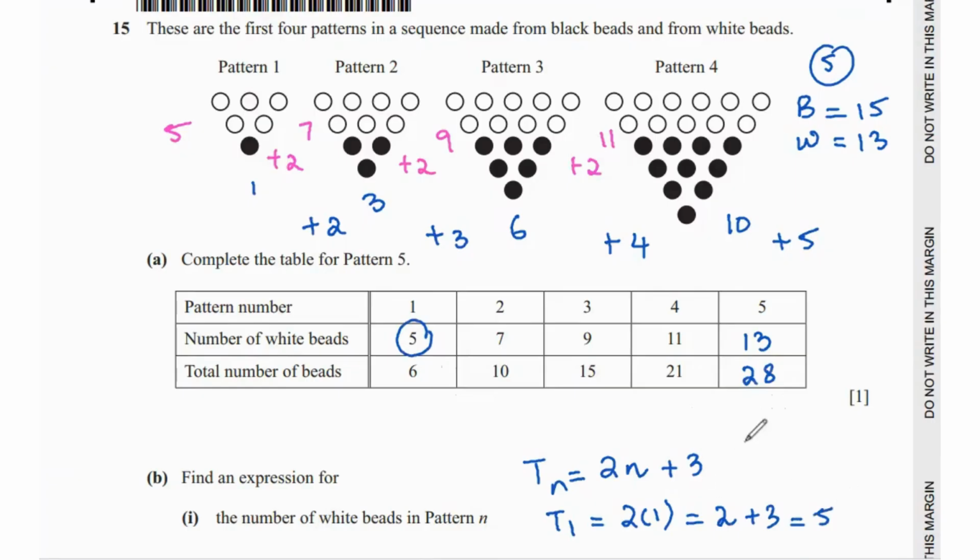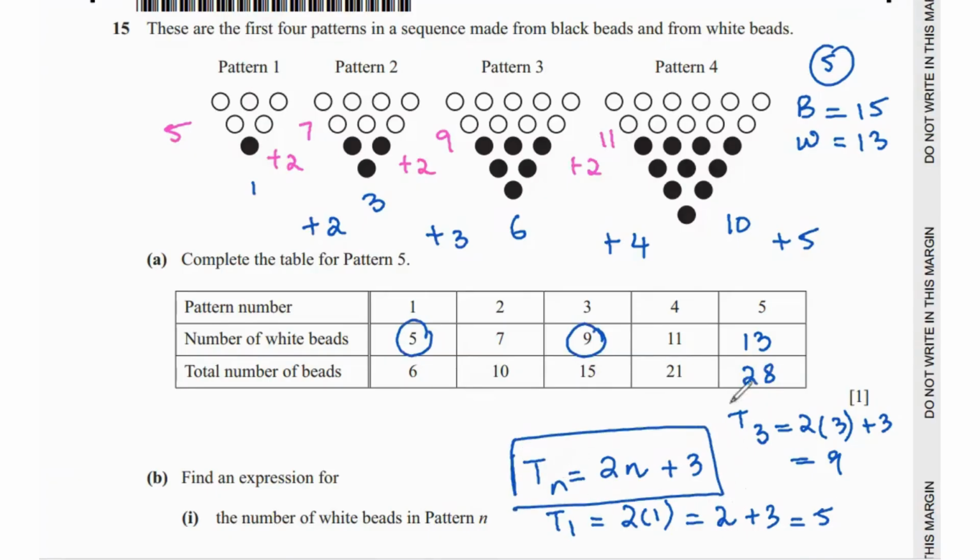So now if we use 2n plus 3, let's find the third term. That's going to be 2 times 3 plus 3. 6 plus 3, that is 9. 9 is the third term. So that means your nth term is 2n plus 3 for the number of white beads.